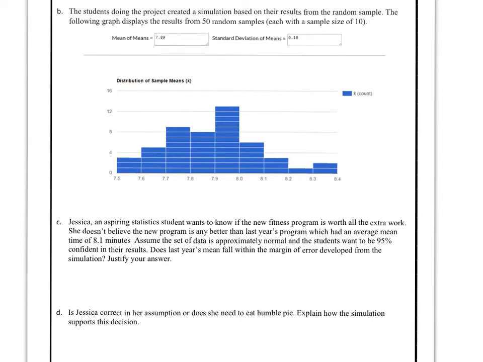So it's going to be our mean of 7.89 up here, plus or minus 2 standard deviations. Well, here's the standard deviation. So 2 times 0.186. So 7.89 plus or minus 0.36 will give us our range of values.